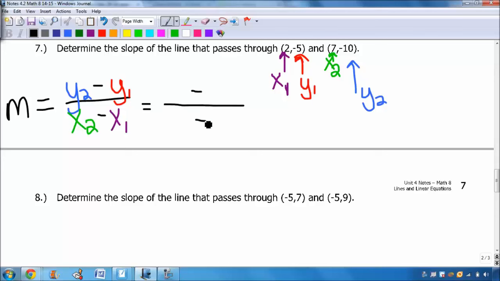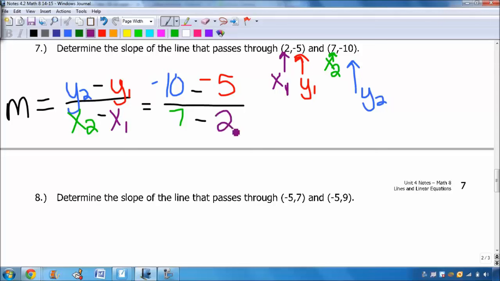So the y2 is -10, minus the y1 right here, we figured out, is -5. So it's going to be -10 minus -5. Be really careful about the fact that it's minus a negative, okay? And then in the denominator, x2 we figured out was 7 minus 2, which is our x1, right here.